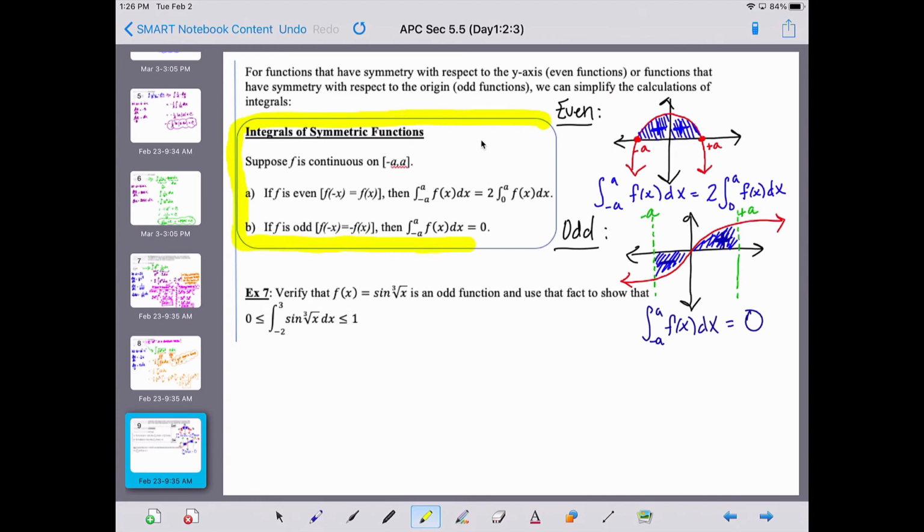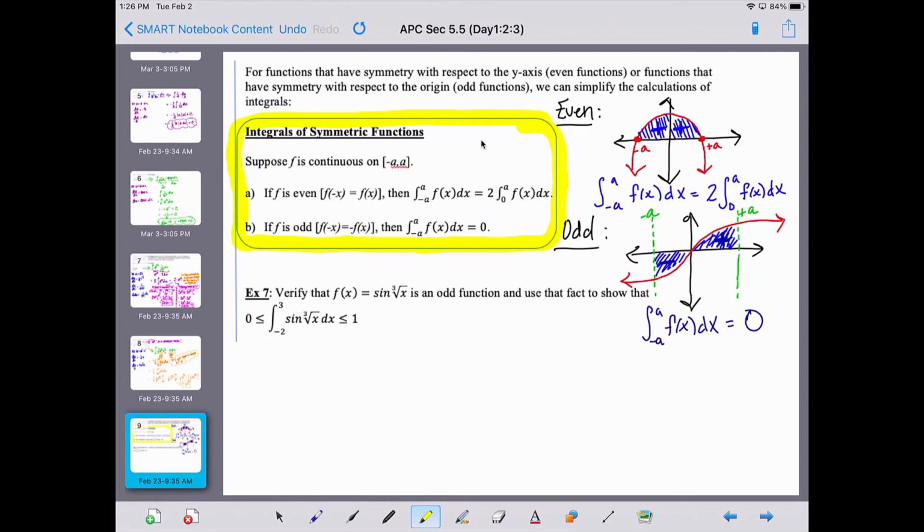When you are working with a function that has symmetry, it might help you to simplify your integration process a little bit. And we are actually going to use the integral of symmetric functions in example 7 here to verify that f of x equals sine of the cube root of x is an odd function, and then use that fact to show that the integral from negative 2 to 3 of sine of the cube root of x dx has to live between 0 and 1.